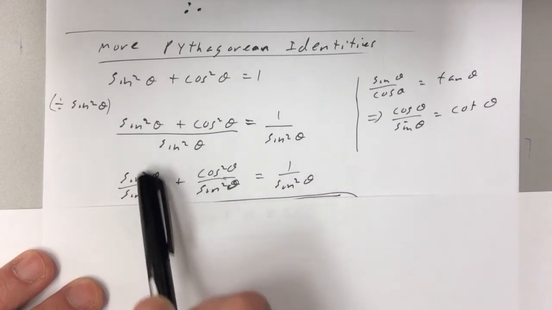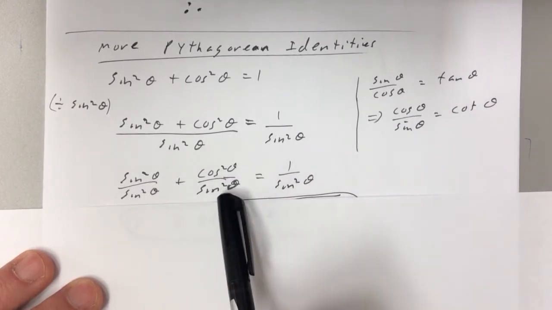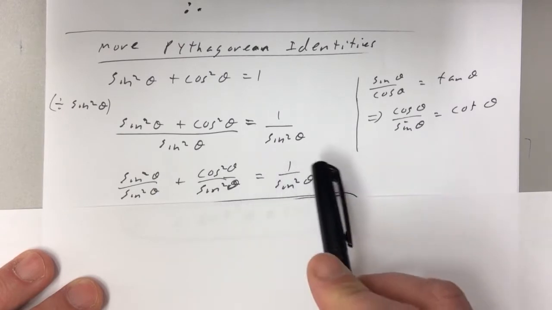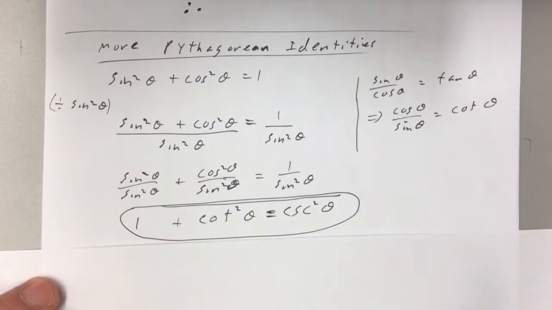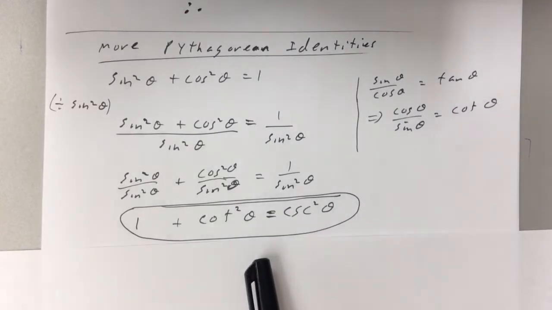So we can substitute these all in. So 1 for there, that's going to be cotan squared for there, and 1 over sine theta is cosecant. So this is the identity that we get. So this is another Pythagorean identity.